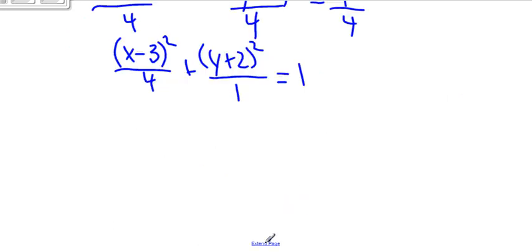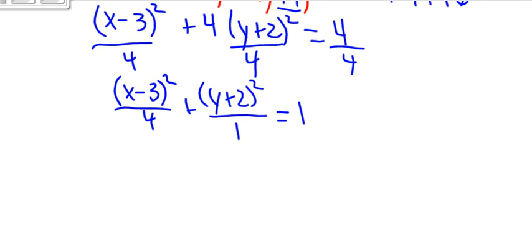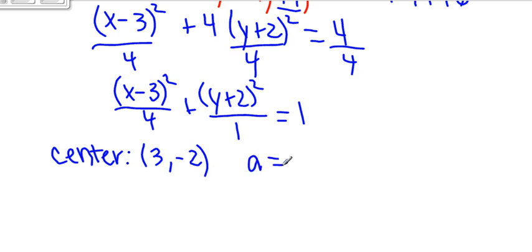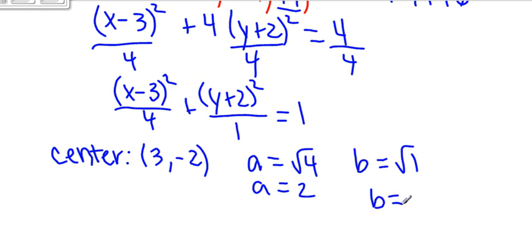So now we're going to identify the center and the a and the b. So the center here is going to be 3, negative 2. And our a, this is our a squared, so we have to take the square root. So we're going to get the square root of 4, which is 2. And b, the square root of 1, which is 1.